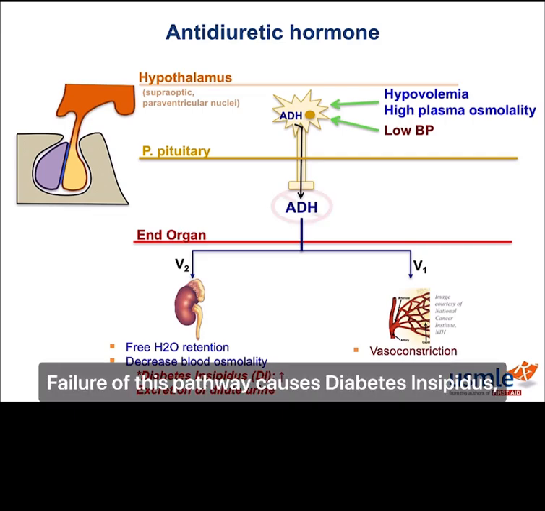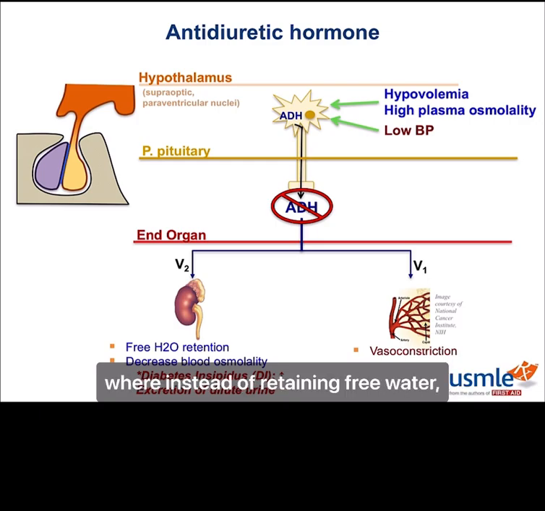Failure of this pathway causes diabetes insipidus, where instead of retaining free water, you pee out too much free water, leading to a ton of very dilute urine and leaving you with very salty blood. Historical fact, the name insipidus means bland, and it's from the day where, instead of scut work, interns were required to do things like taste people's pee and go, this one tastes sweet, this one tastes bland, this one tastes like E. coli. You know, the good old days.